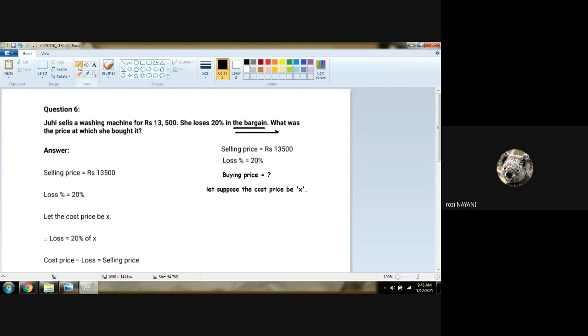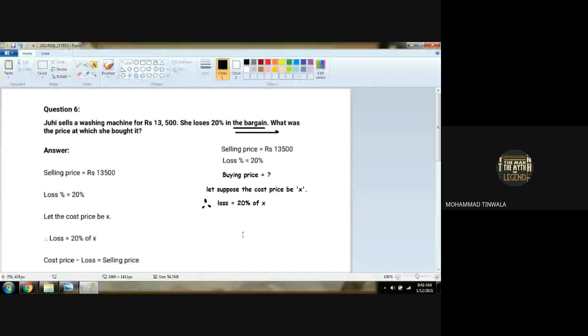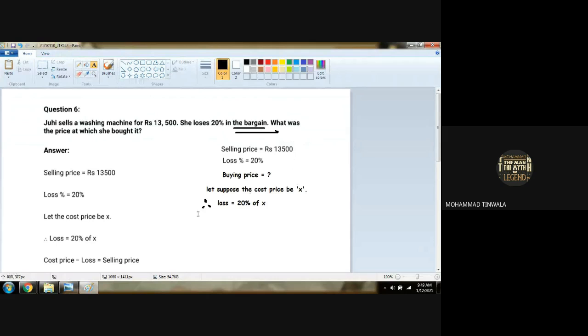Yes. Therefore the loss that we will get will be, loss is equal to 20% of X. 20% of X is our loss. X we don't know. That loss, when it is subtracted from the cost price, we get the selling price. Is that clear? Now loss is equal to 20% of X.